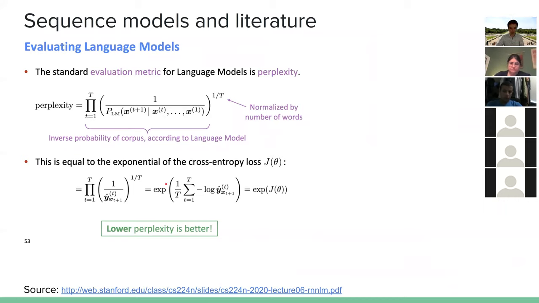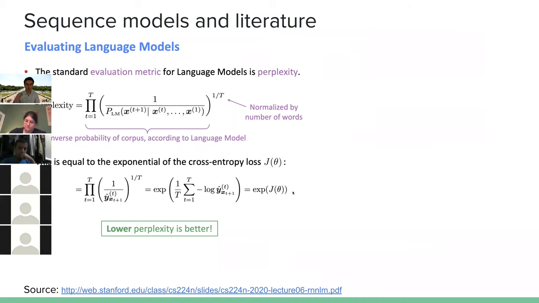And there's a relationship between your cross entropy loss and your perplexity. The exponent of your cross entropy loss is actually your perplexity, so they're directly related. That means high cross entropy loss means high perplexity, which is bad for your model. Low cross entropy loss means low perplexity, which is good for your model.